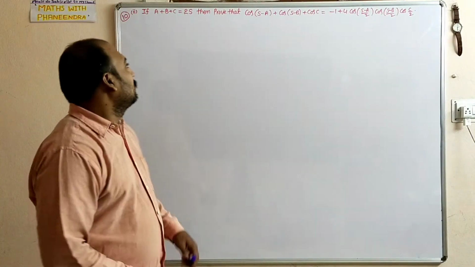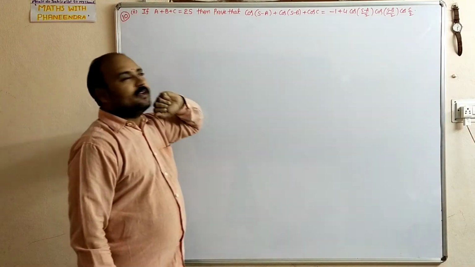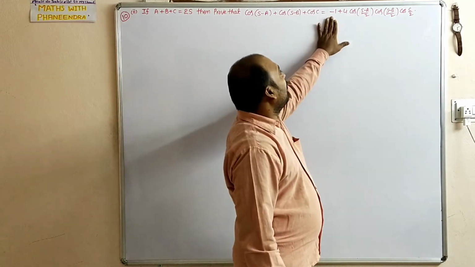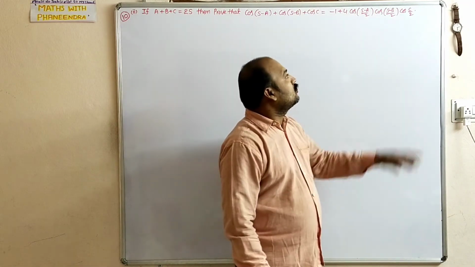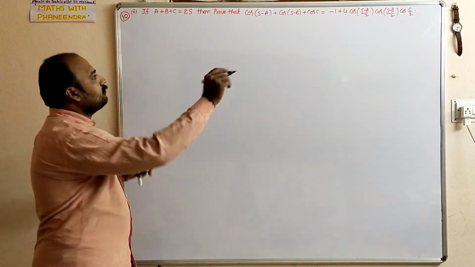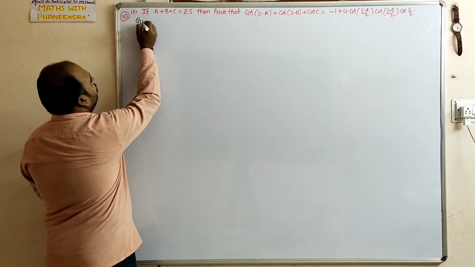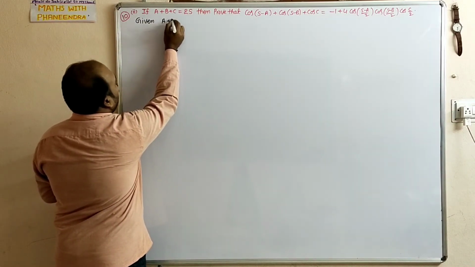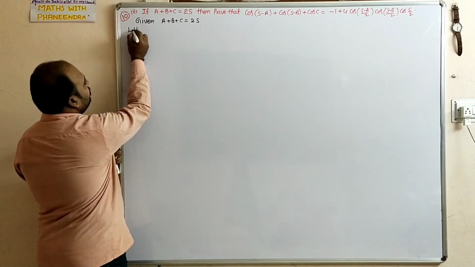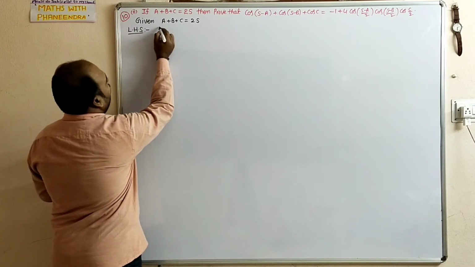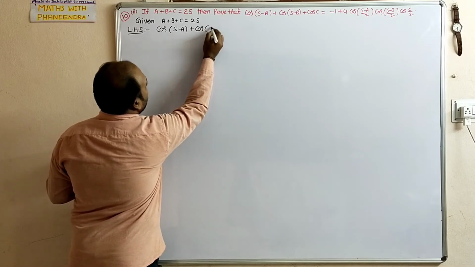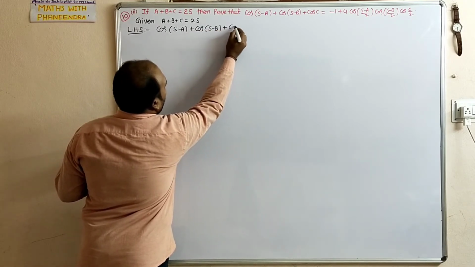The next question: if a plus b plus c equal to 2s, then prove that cos(s minus a) plus cos(s minus b) plus cos c equal to minus 1 plus 4 cos of (s minus a) by 2 cos of (s minus b) by 2 cos c by 2. See here, given a plus b plus c equal to 2s, first thing, after that consider LHS. In the LHS we have cos(s minus a) plus cos(s minus b) plus cos c.